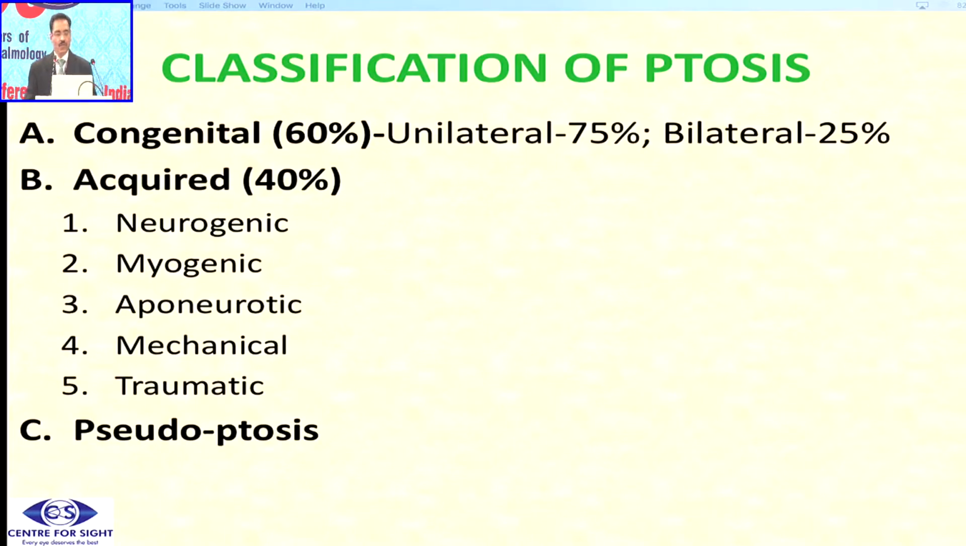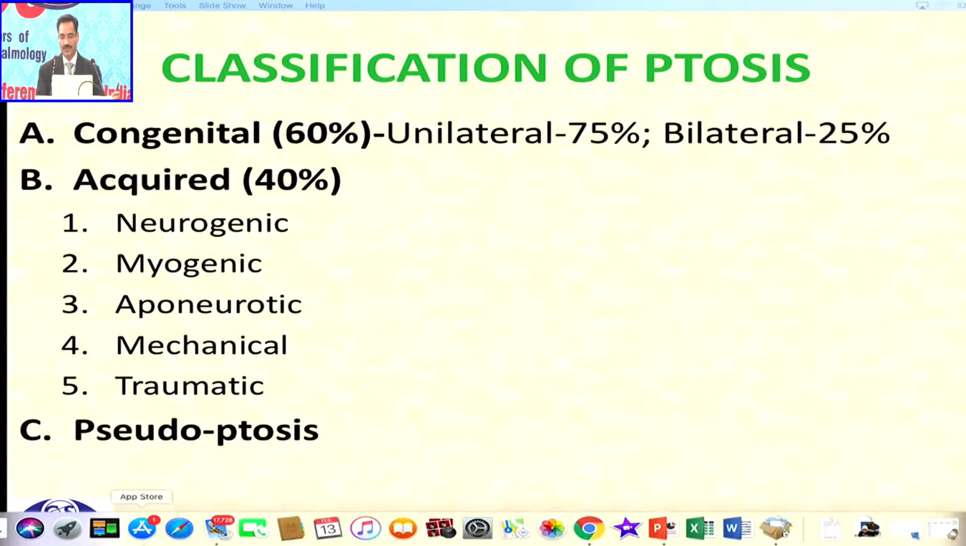All right. So most ptosis are congenital. To be very appropriate, 60% of them are congenital and 40% are acquired. Out of all congenital ptosis, 75% are unilateral and 25% are bilateral. And there are a host of causes for acquired ptosis: neurogenic ptosis, myogenic, aponeurotic, mechanical, traumatic, and pseudoptosis.